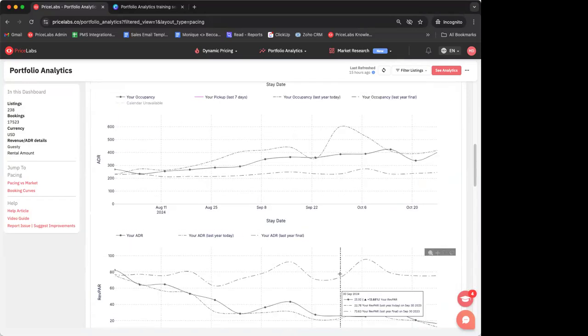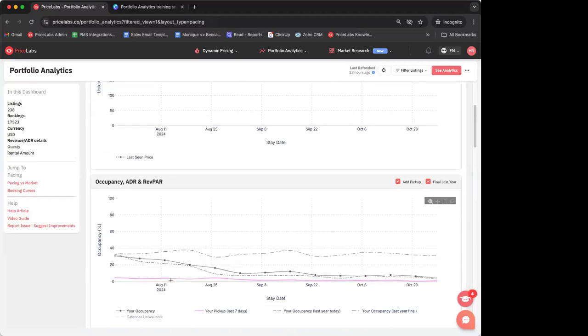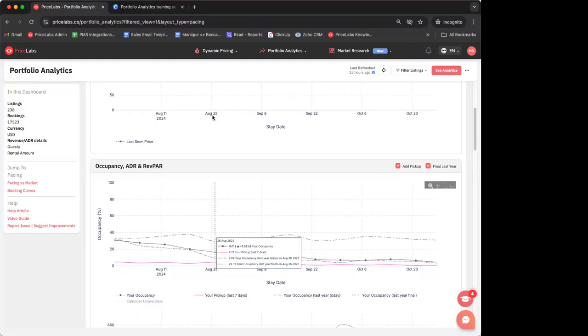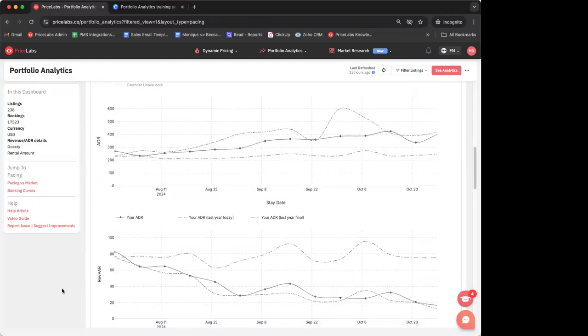If your pickup is outperforming the market, and I don't have the market data showing here, but when it was showing before, for example, I think it was the week of August 25th that was outperforming in terms of pickup. If I saw that there was significant pickup for my listings versus the market, that might also be another indicator that you can increase the prices if we're within your booking window. So things like that we dive into a little further in detail in the help article. So definitely refer to that.